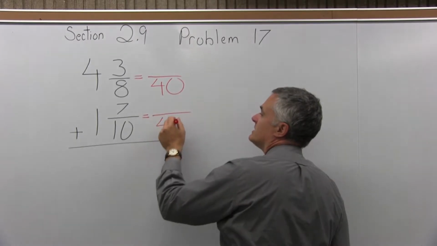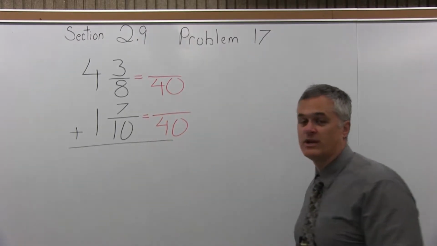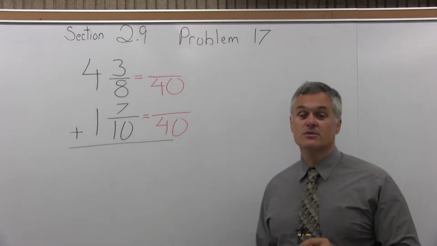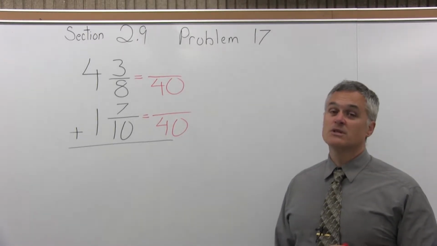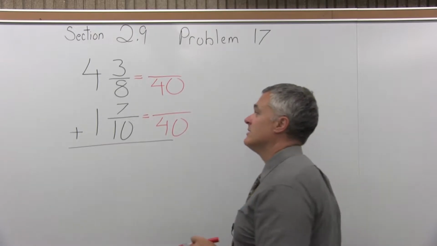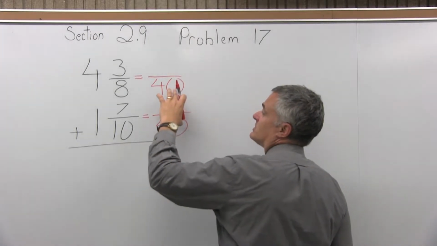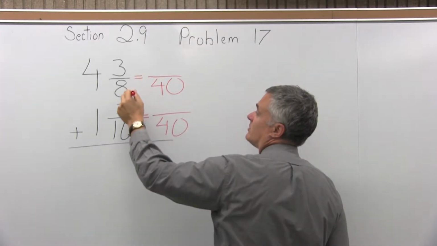If you don't notice that both denominators divide into 40 evenly, you can find the answer with 80 and you'll get the right answer. You'd have to reduce it at the end. But if you notice that 40 works, that's better. So now that you've chosen a common denominator, fill in what the numerators have to be.